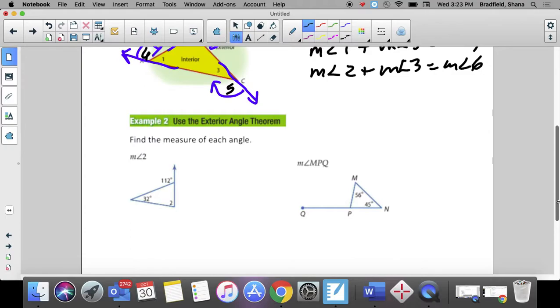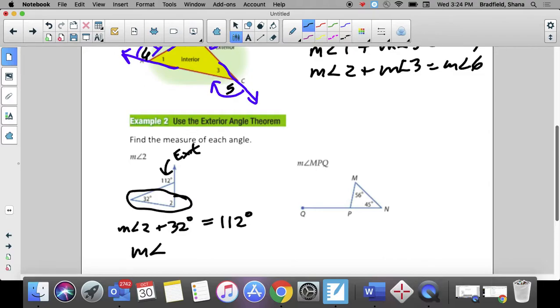In the example, it says find the measure of each angle. We want the measure of angle 2. Well, I know that the 112, that's an exterior angle, and that the exterior equals the sum of the remote interiors. So if I add the measure of angle 2 plus the 32 degree angle, that should be equal to the exterior angle, which is 112 degrees. And now I have an equation to solve. So the measure of angle 2 is equal to 80 degrees.